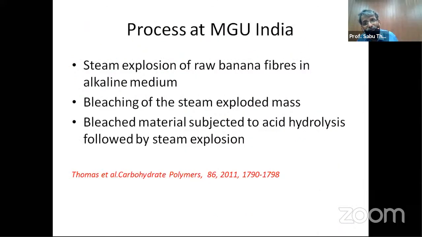I will show you our process in the MGU campus, Mahatma Gandhi University campus. We have a steam explosion chamber. We use an autoclave for the manufacturing of nanocellulose. We use alkalis and load the autoclave with agricultural waste, subject it to high pressure and temperature, and then suddenly release the pressure. You can see our unit.